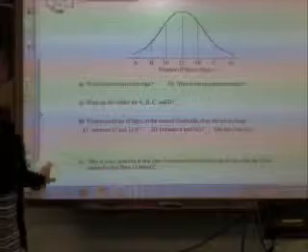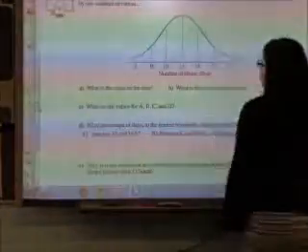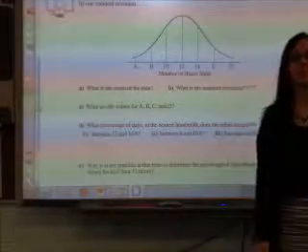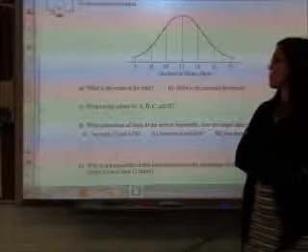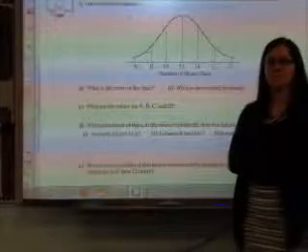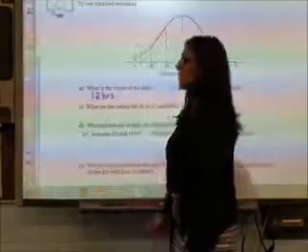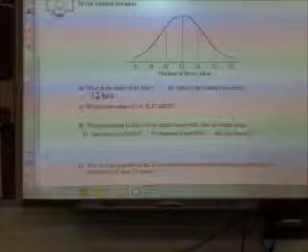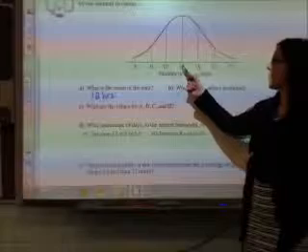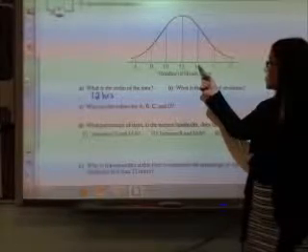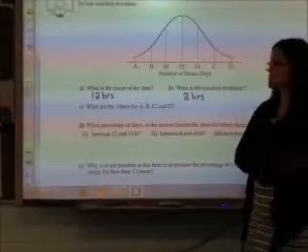So a nurse records the number of hours a day an infant sleeps and creates a normal distribution curve. What is the mean of this curve? Where's the middle? 12. What does that represent? 12 what? Hours. So the baby sleeps on average 12 hours per day. What's the standard deviation? What am I going up by? 2. So the standard deviation becomes 2 hours.